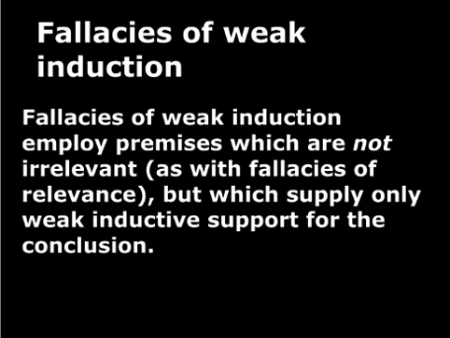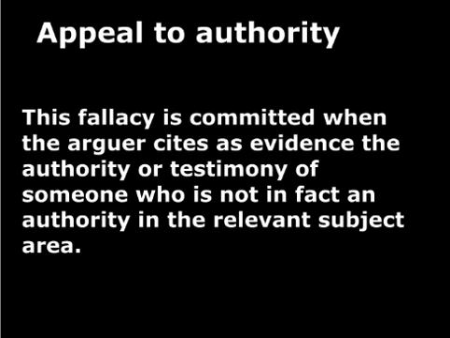In this chapter, chapter 6, the topic is fallacies of weak induction, and as you can see here with the definition, the problem is not that the key premises are irrelevant. They are relevant. The problem is that even though they're relevant, they don't really provide strong inductive support for the conclusion. They only provide weak inductive support. And here's our first fallacy, which is appeal to authority.